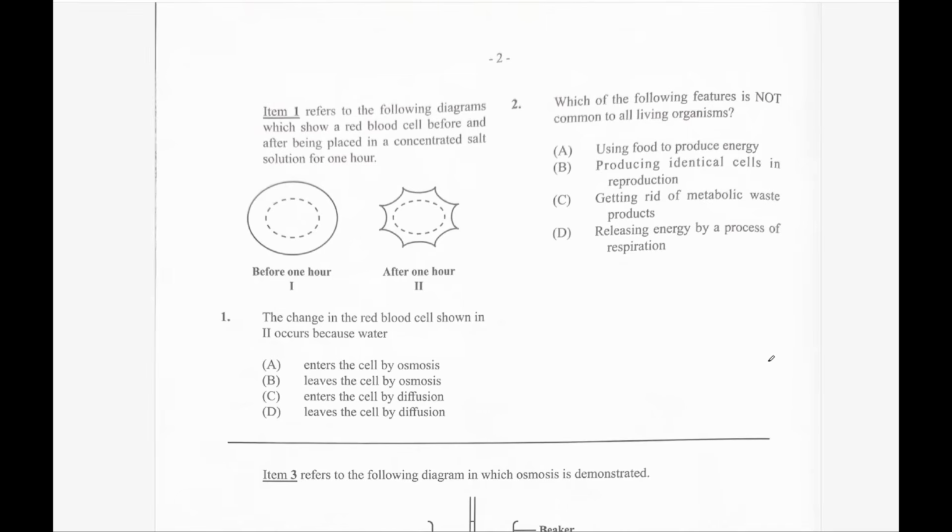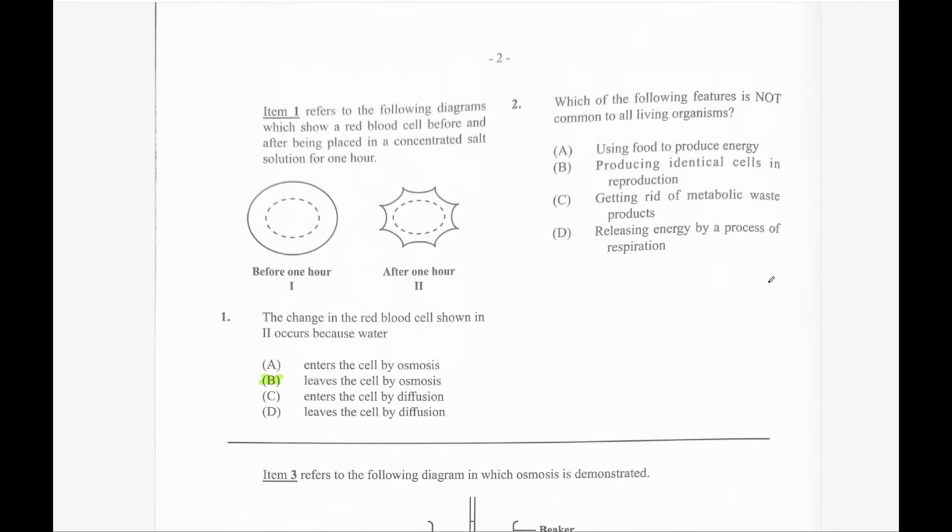A red blood cell before and after being placed in a concentrated salt solution for 1 hour. The change in the red blood cell shown in 2 occurs because water leaves the cell by osmosis. That is B.